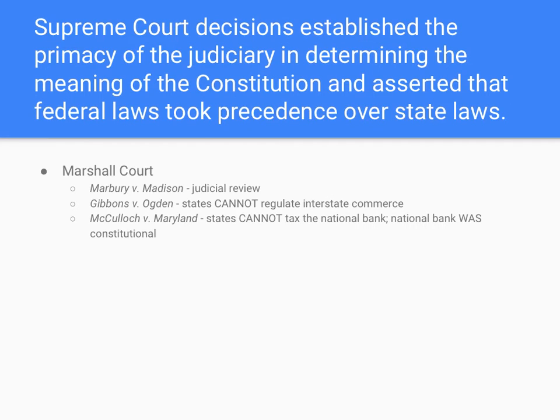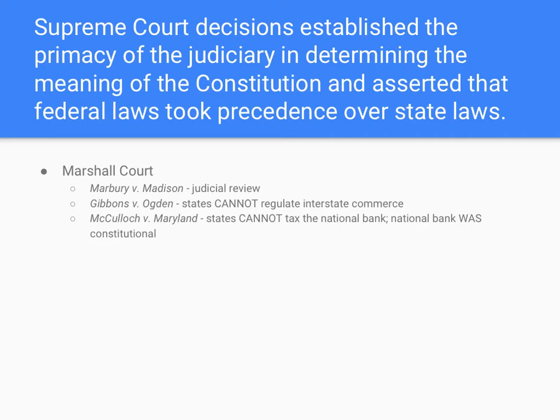The next key concept reads, the Supreme Court decisions established the primacy of the judiciary in determining the meaning of the Constitution and asserted that federal laws took precedence over state laws. When it says the primacy of the judiciary in determining the meaning of the Constitution, that's a fancy way of talking about judicial review. Judicial review is the idea that the Supreme Court has the ability to decide whether or not congressional laws are constitutional.